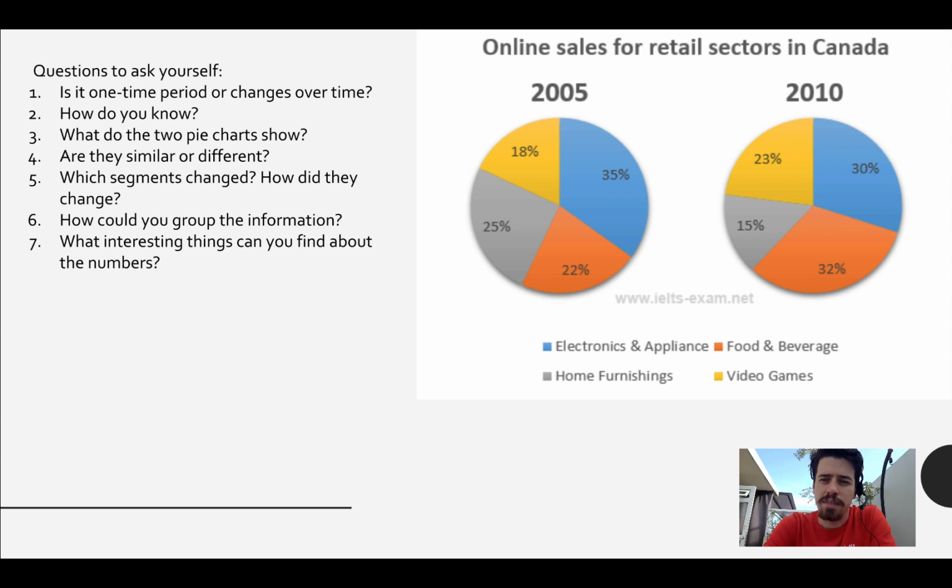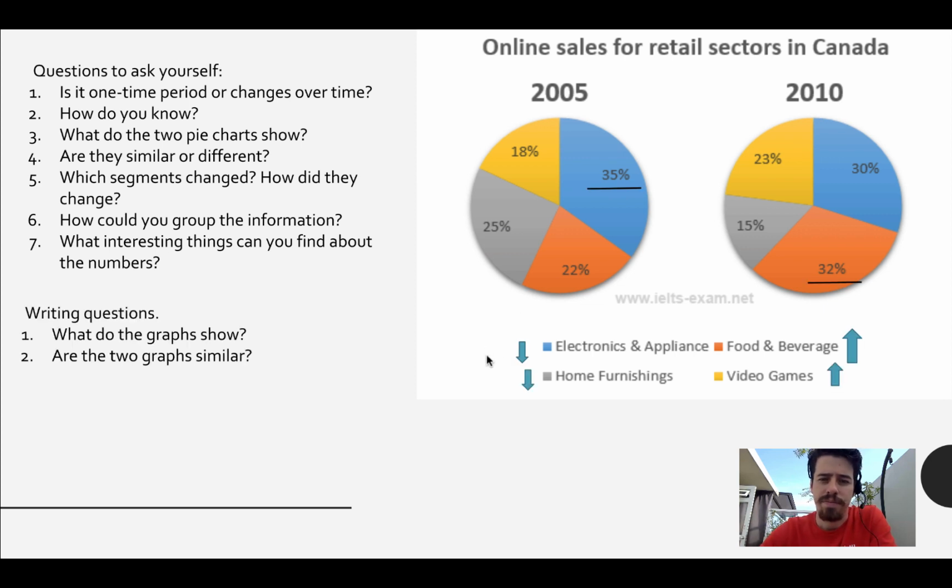When I look at them, there look to be some differences, not completely different, but some significant differences. So if we look at how it's changed, the share of electrical and appliances online sales for retail sectors in Canada went down. We know this because it started at 35 and went down to 30. For food and beverage, it started at 22% and went up to 32%, so this increased.